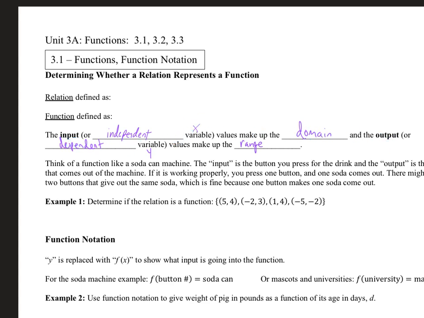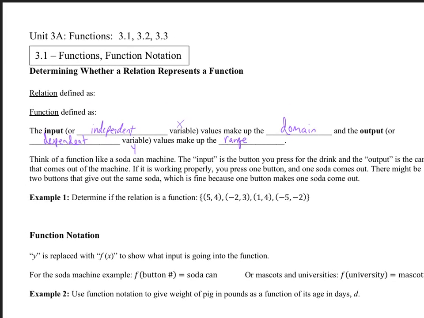Our outputs are our dependent variable, our y's, and those make up the range. And that idea of what a function is: with a function, when we put in something, we always want to get that same output back out. If you think of something malfunctioning when you put in a certain input, like the soda machine, if I hit the Pepsi button and a Sprite comes out, I would say something is malfunctioning here. So every time we plug in 5, we want to get the same answer back out. Every time we plug in 2, we get the same answer back out.